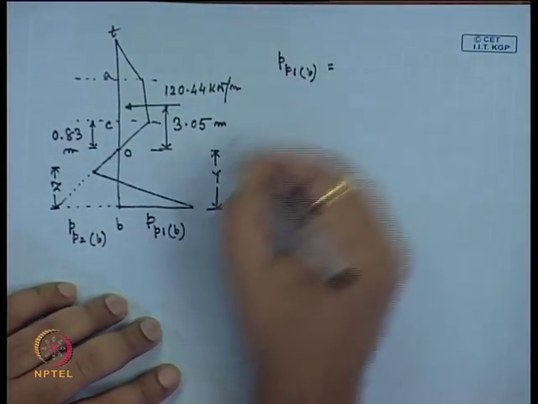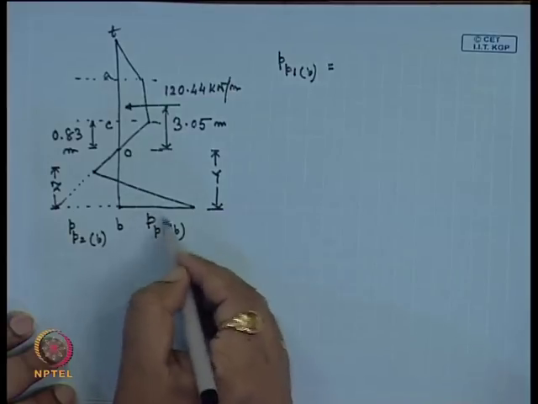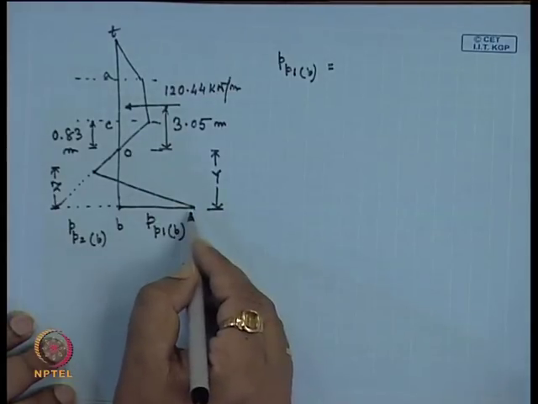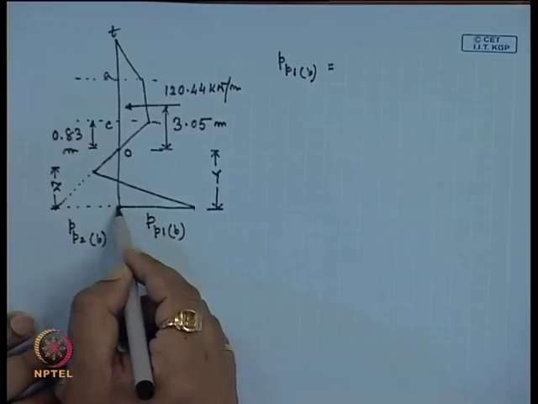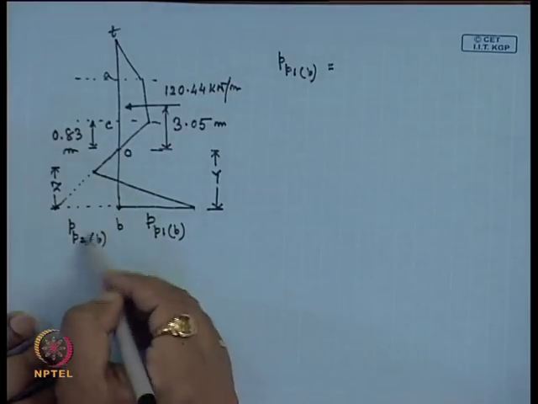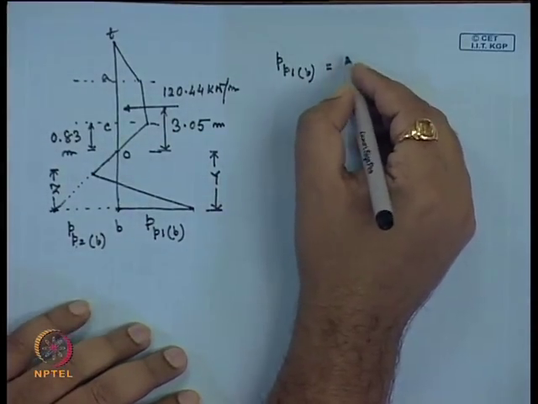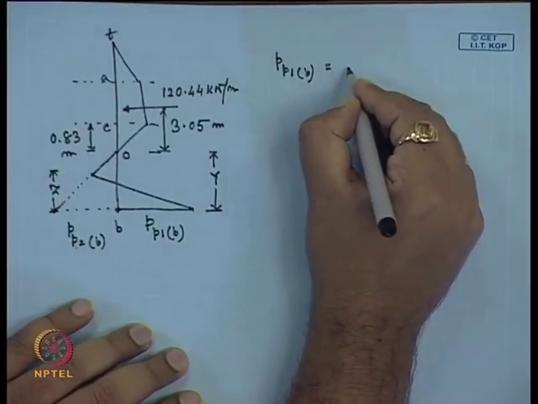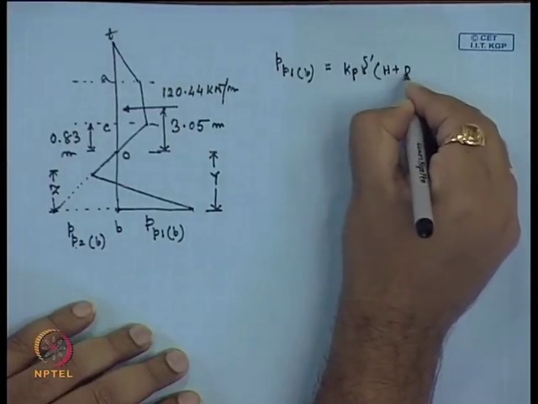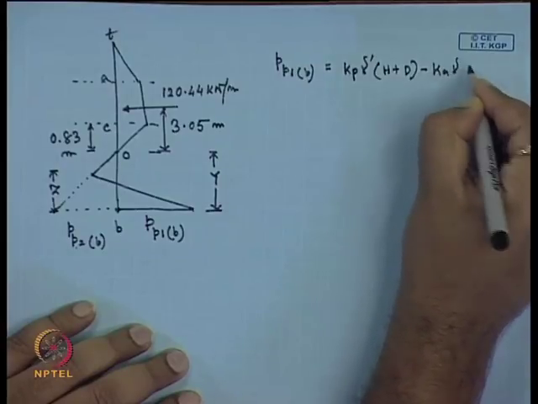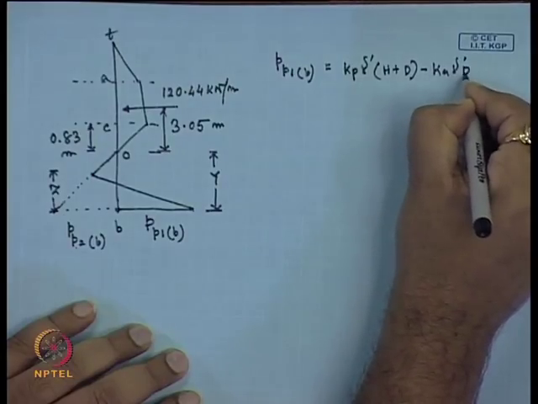So, this P_P1B is the net pressure acting due to the passive and active pressures on the right hand side of the sheet pile, and this is the pressure at the base acting at the left side of the sheet pile, that is P_P2B. P_P1B was already derived in the last class. So, this will be Kp into gamma dash into (H plus D) minus Ka into gamma dash into D.